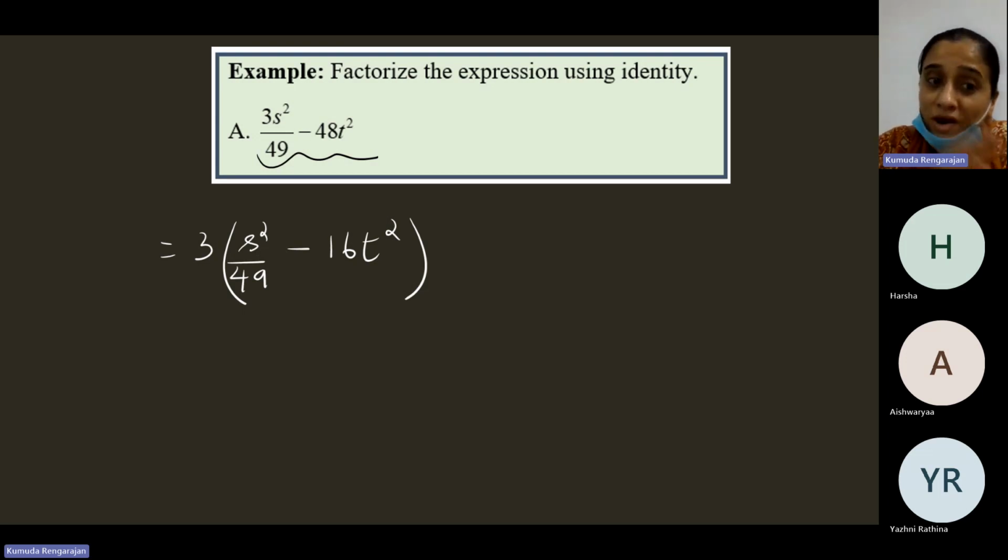Right? So you have to take out. So in this expression, there is something common between the two terms. You must bring out that common factor. Now, once you bring out 3 as the common factor, now see the terms inside the bracket.